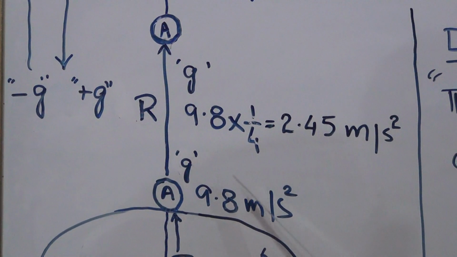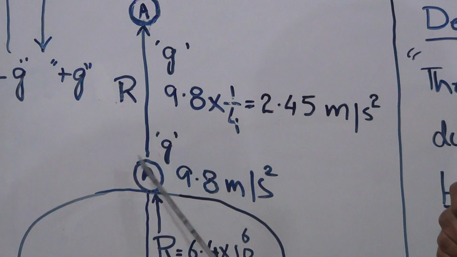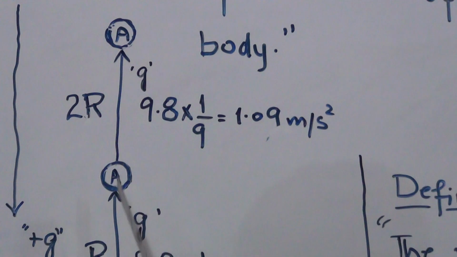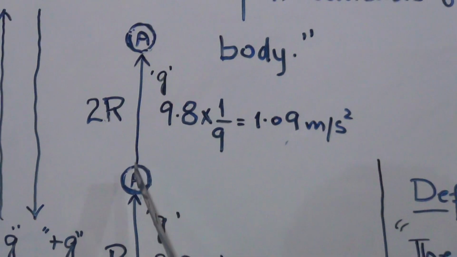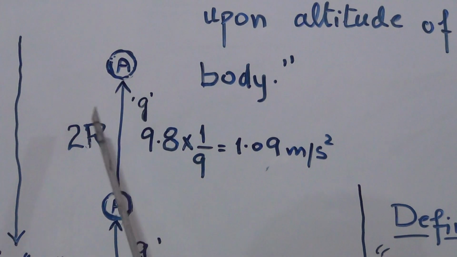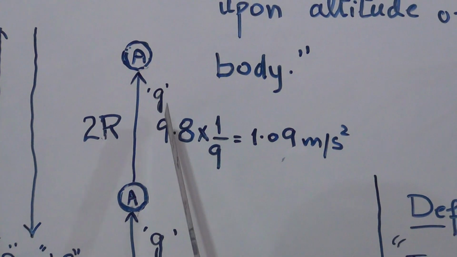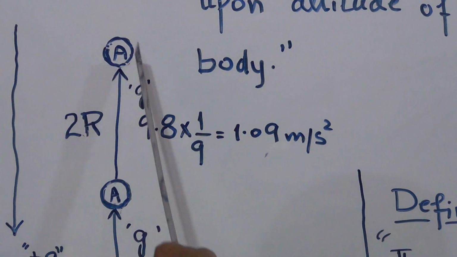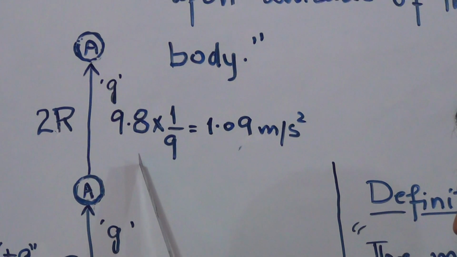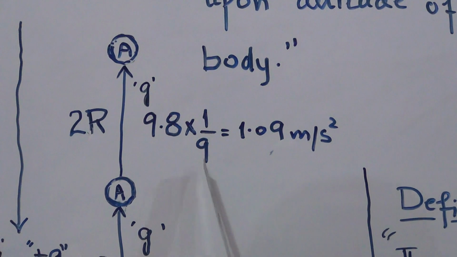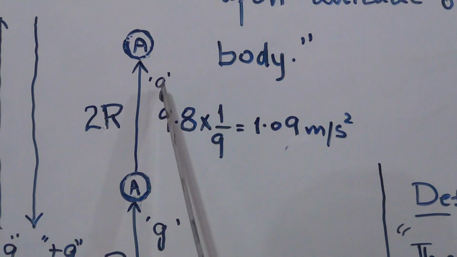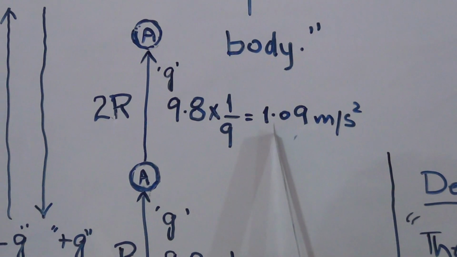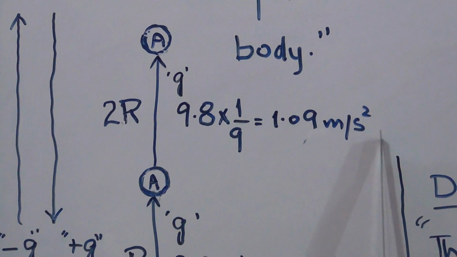So this is the value of g. It decreases with the increase of height of the body. When you raise the body twice the radius of the earth, this one is equal to the radius of earth and this is twice the radius of earth, meaning 12.8 into 10 raised to power 6, that is 2r. The body now reaches here, then the value of g will become 9.8 multiplied by 1/9. At twice the radius of earth, the value of g becomes 1/9, so it is almost 1.09 meter per second square.